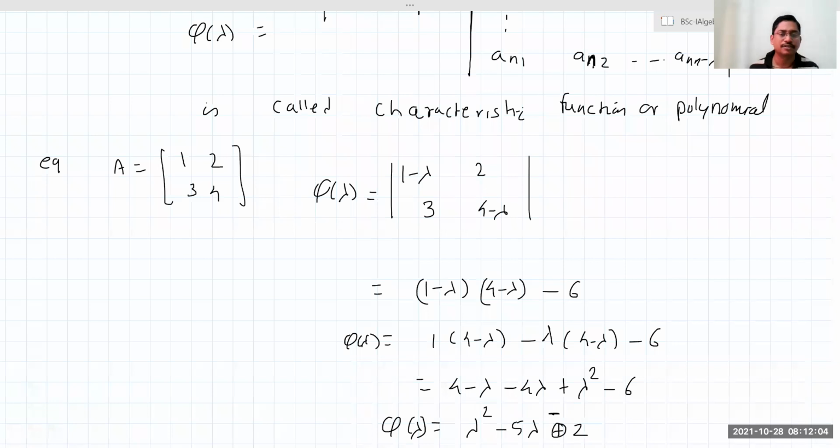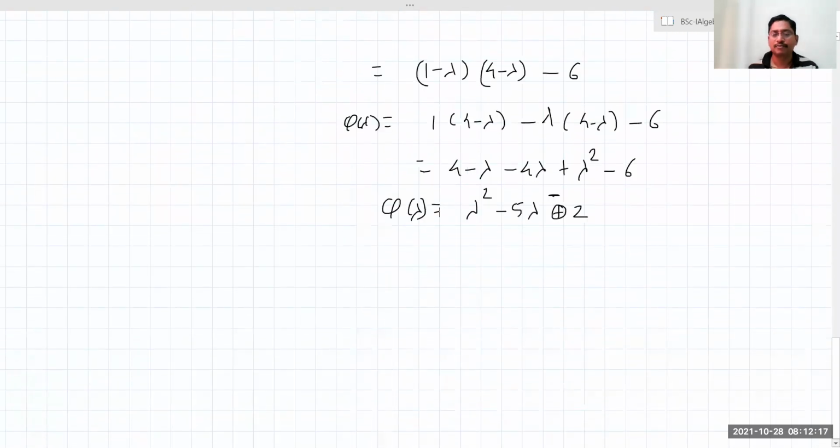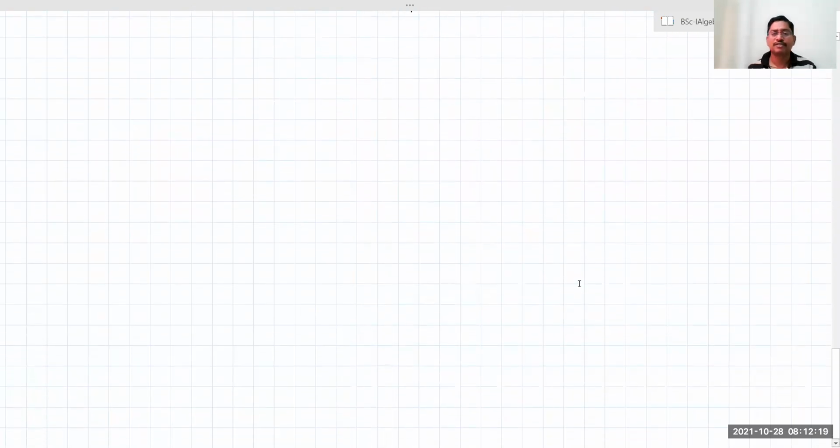It is called the characteristic function. If the matrix is of order 2, then we'll get a polynomial of degree 2. See, lambda power is 2. If it is a matrix of order 3, we'll get degree 3. If it is a matrix of order 4, we'll get degree 4. So that's why it is called a polynomial, or we can call it a function also because it is a function of lambda.